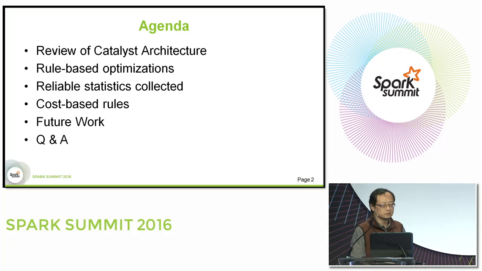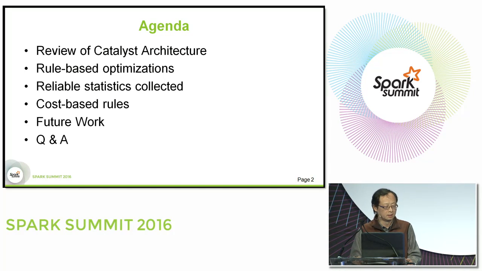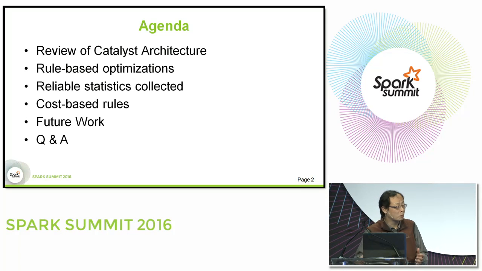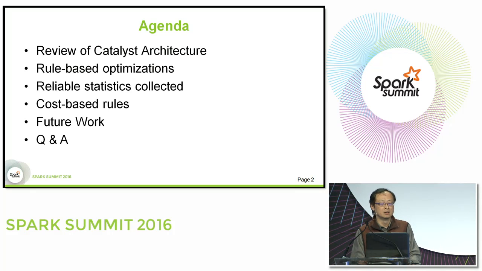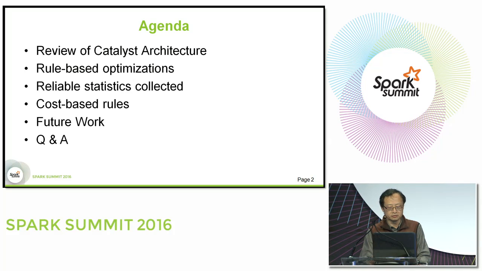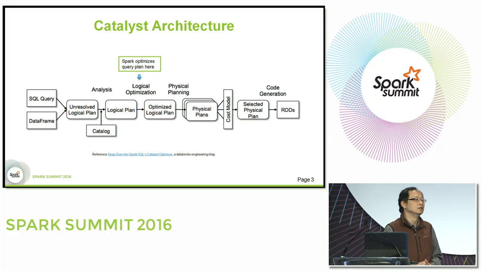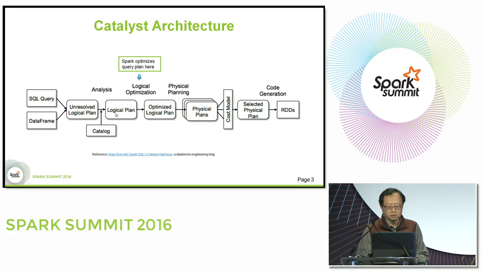So this is an overview of today's agenda. We will quickly talk about Spark SQL's rule-based optimizer, and then what kind of statistic information we collected, and then how we added some cost-based rules, and also some future work. I think we have seen this diagram multiple times. For most of our work, we did that in the logical optimization area.